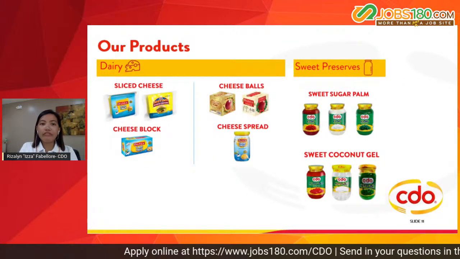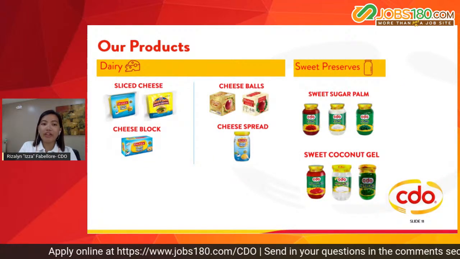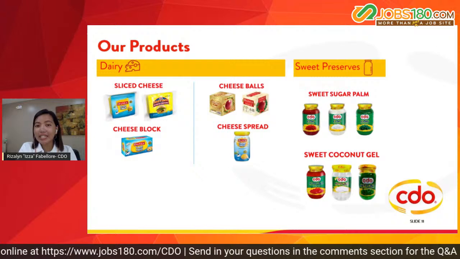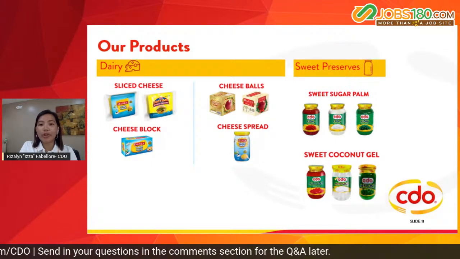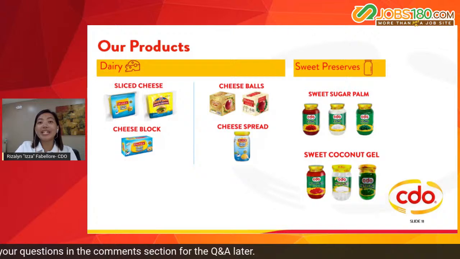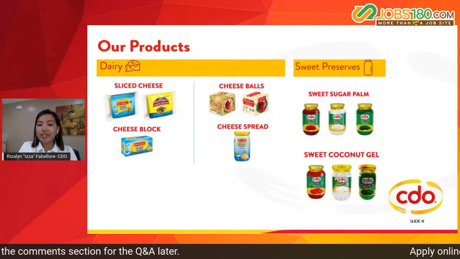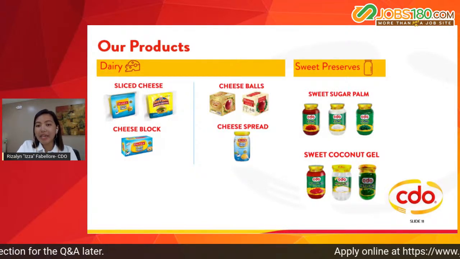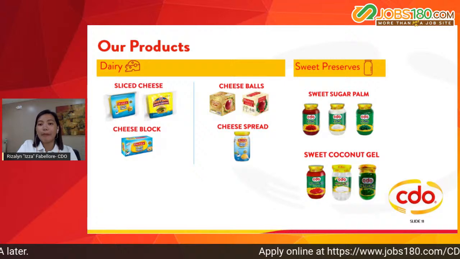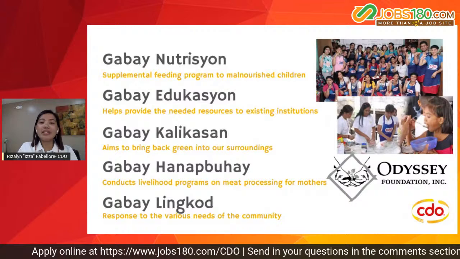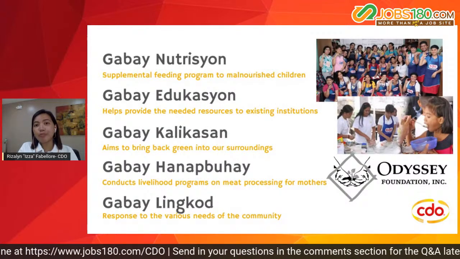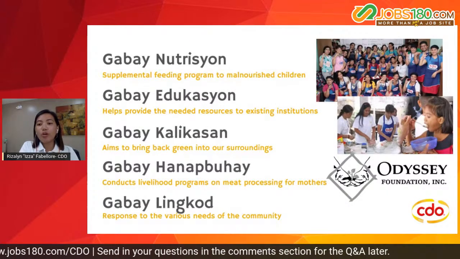And then, as for the dairy products naman, we have the sliced cheese, cheese blocks, cheese balls, cheese spreads. Hindi lang makikita dito, but we also have our mayo products and bakery products. And then for the sweet preserves, we have sweet sugar palm and sweet coconut gel, yung ating mga kaong and nata de coco.